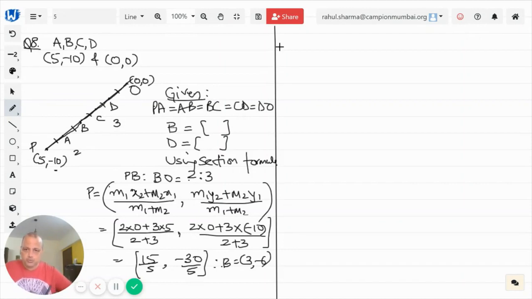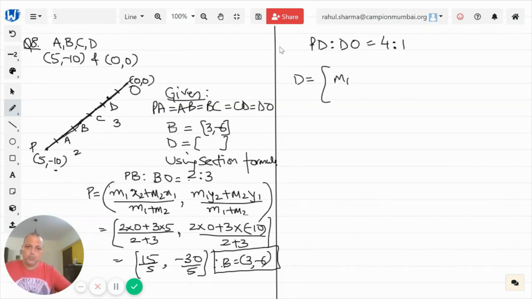They want us to calculate coordinates of D as well. Now, what would be the ratio? So B is 3, -6. That's my answer. I can highlight, good habit. Next, D. So D is this point. What would be the ratio between PD is to DO? Now this is 4 parts. Yes, this is 4 equal parts. So this is 4:1. Now let's find the coordinates of D. Again, D will be equal to M1 x2 plus M2 x1 upon M1 plus M2, and this would be M1 y2 plus M2 y1 upon M1 plus M2.